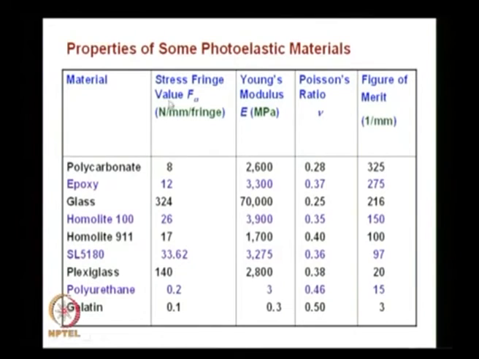I have the stress fringe value, I have the Young's modulus, and I have the Poisson's ratio. And I also have finally what is known as figure of merit. Figure of merit is nothing but the Young's modulus divided by the material stress fringe value, and if the figure of merit is larger, it indicates that it is a good model for photoelastic analysis.